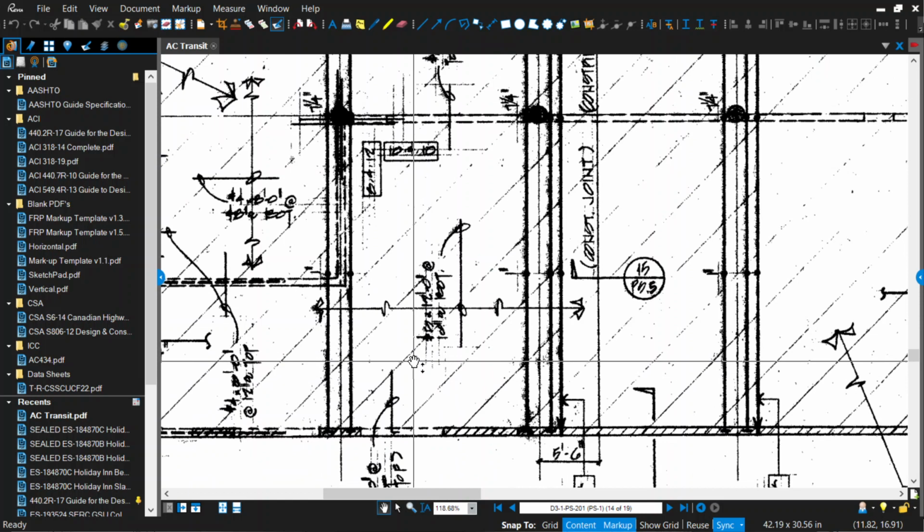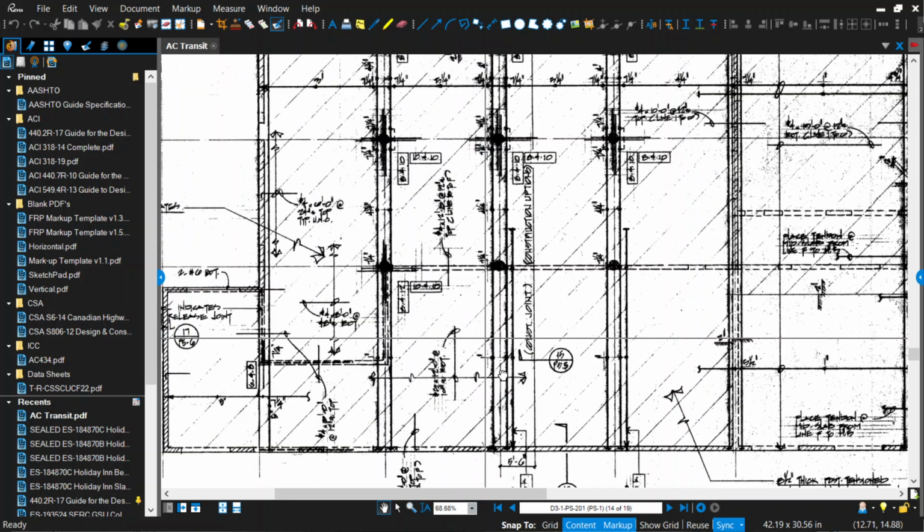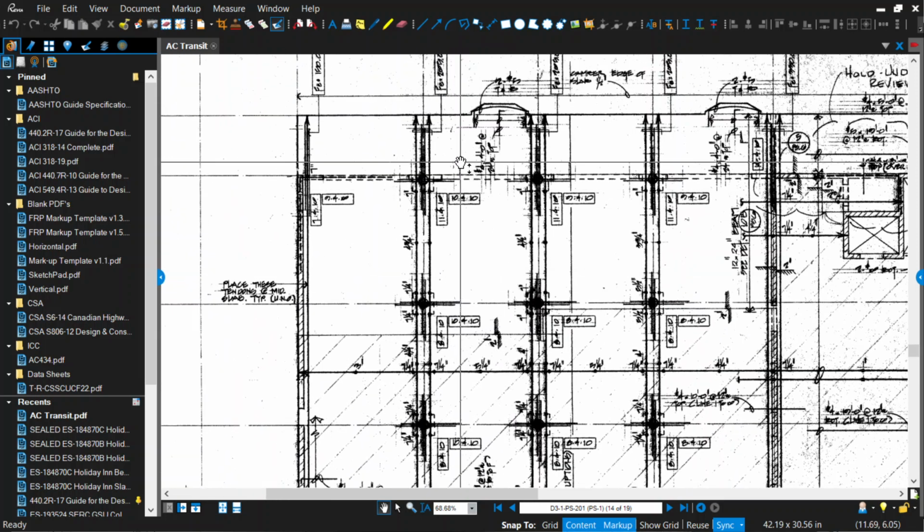Is that because that span's longer? Yeah, so typically if you have a long end bay, you have to add cables in that bay. You see at this bay it's really short, so they didn't need to add any cables there.